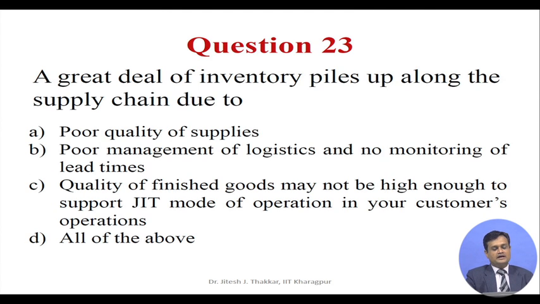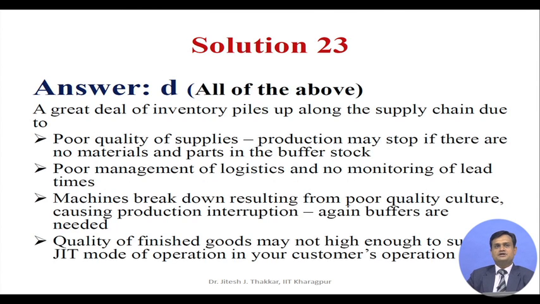Question 23. A great deal of inventory piles up along the supply chain due to poor quality of supplies, poor management of logistics and no monitoring of lead time. C, quality of finished goods may not be high enough to support GIT mode of operation in your customer's operations, and D, all of the above. So the correct answer is D, all of the above. A great deal of inventory piles up along the supply chain due to poor quality of supplies, poor management of logistics and no monitoring of lead time, machines break down, and quality of finished goods may not be high enough to support GIT mode of operations.